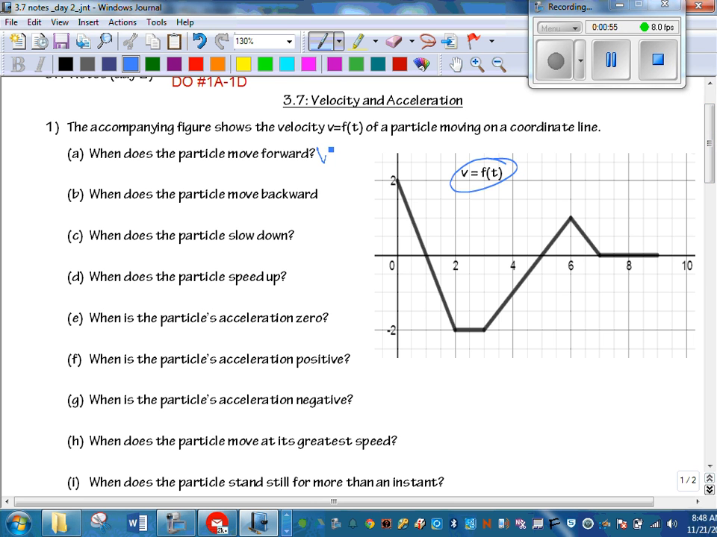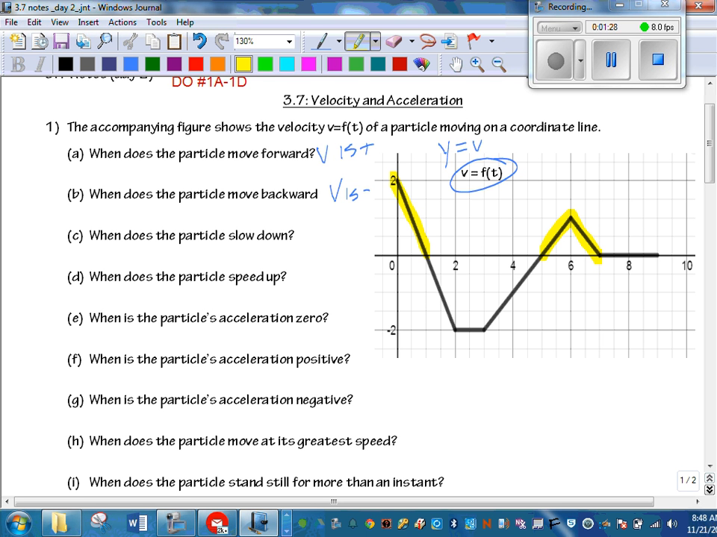Velocity is positive, right? We know that a particle is moving to the right or forward when the velocity is positive. If the velocity is negative, it's moving backwards or to the left. So this one, we're figuring out when the velocity is positive. Well, this is the graph of the velocity. So really, the y value equals the velocity. Well, our velocity then is positive in these two places, right? These two intervals.